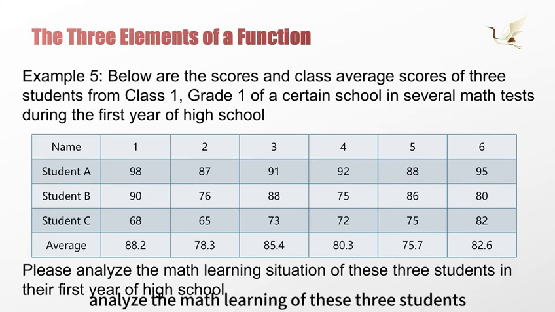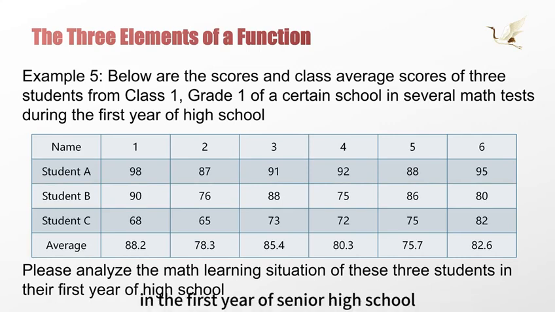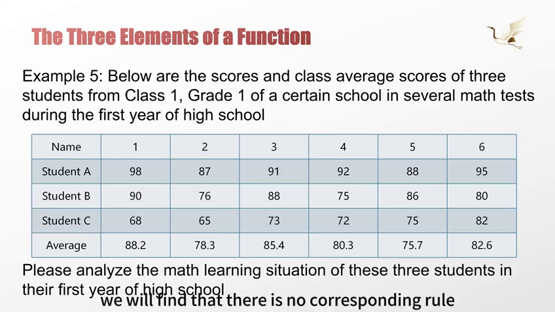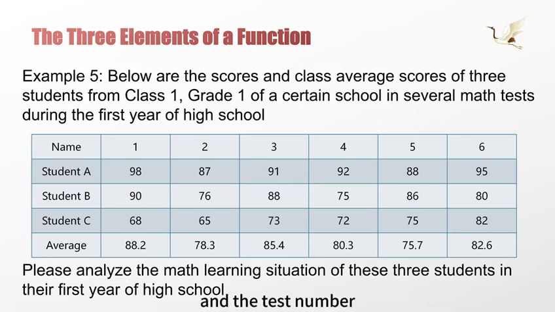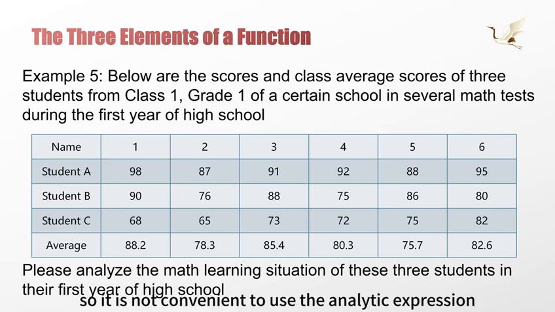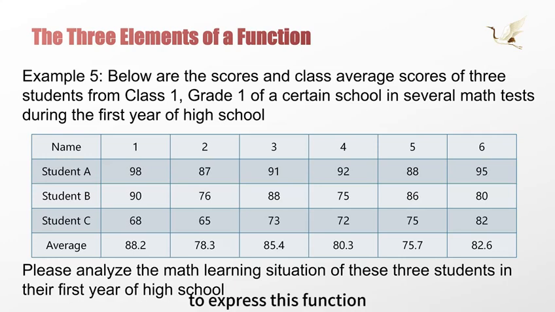Please analyze the math learning of these 3 students in the first year of senior high school. From the table, we clearly know the scores of each student in each exam, but on the whole, it is not easy to see the change trend of the scores. Is there any other way to express this functional relationship? Is it convenient to use the analytic method? Obviously, if we use an analytic expression, we will find that there is no corresponding rule between each student's math score and the test number, so it is not convenient to use an analytic expression to express this function.